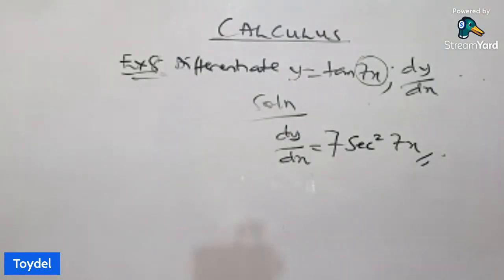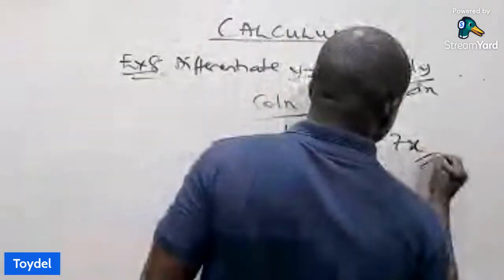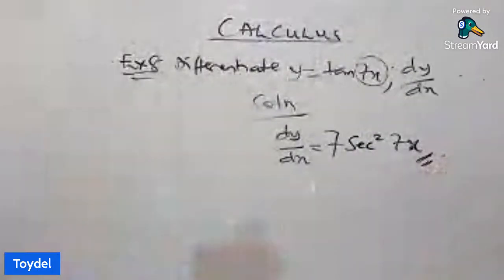Instead of saying let u is equal to 7x, so that you know why it's equal to 7, just shorten everything. You can shorten the process. At the end of the day, this is what you are going to get. You don't need to stress yourself.